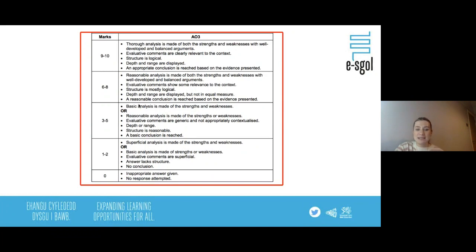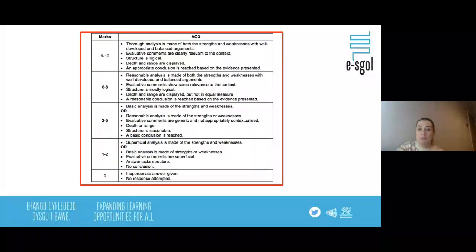Then up here we've got basic analysis is made of strengths and weaknesses. That could be basic because of lack of terminology or lack of evidence. Reasonable analysis is made of both strengths and weaknesses. You've got to make sure you have that equal, balanced argument, okay? So you've got to think 2 strengths, 2 weaknesses, and I'll explain them both. Thorough analysis is made. Something is thorough because you've added your terminology and you've really thought about the aspects of the approach that you can bring into your answer. Okay, that's how we're going to get up here.